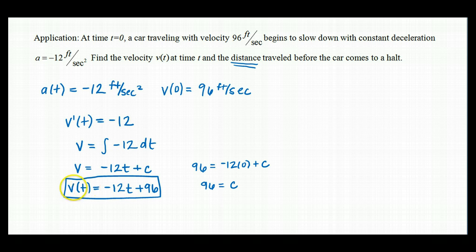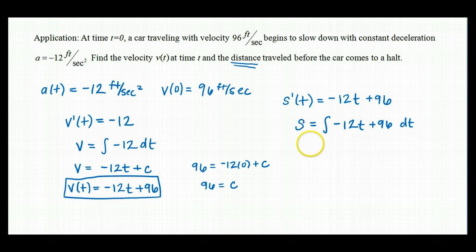But remember the relationship between position and velocity. The first derivative of position gets me to velocity, so that must mean I need to take the antiderivative one more time to find my position function. So let's write this as s prime of t, which we just found, is negative 12t plus 96. What I'm interested in is s. So s is the antiderivative of negative 12t plus 96 dt.